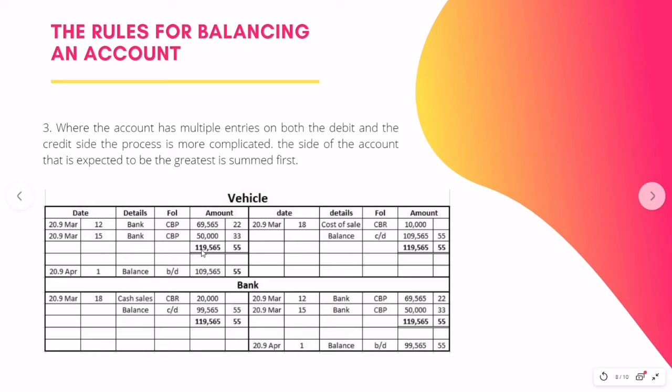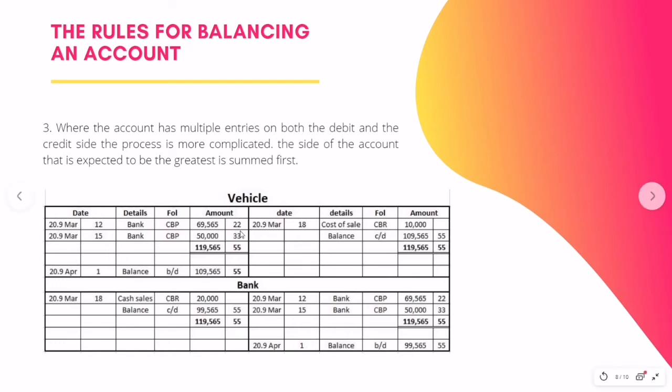You will say 119 on the debit side. You will take the same amount, bring it to the credit side. Then from there, you just minus the 10,000 from 119. So your balance will be 109,565 as shown here. So this will be the balance carried down. This is how you're going to close off at month end. You're going to close off like this.